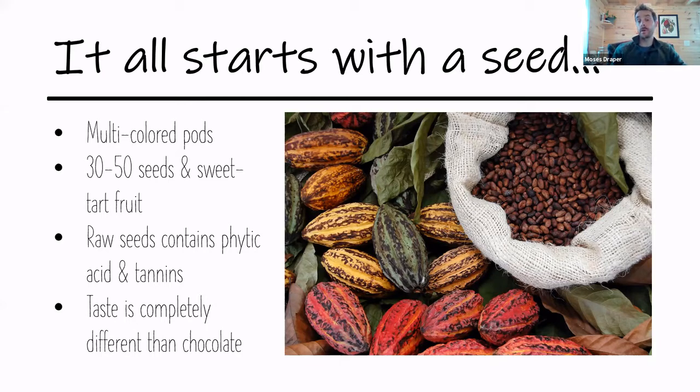In its truly raw form, as in straight off of the tree, cacao seeds taste very bitter. They don't really taste a whole lot like chocolate, and they contain anti-nutrients like phytic acid and tannins. And so it's the transformation that occurs after it's harvested that starts to develop the flavor that we would recognize as chocolate.